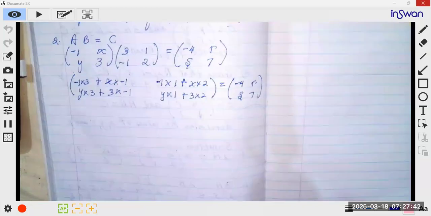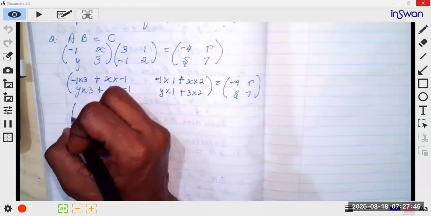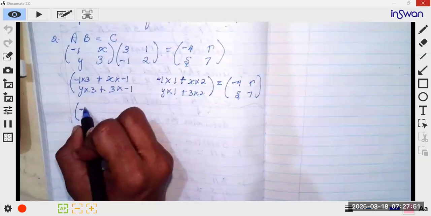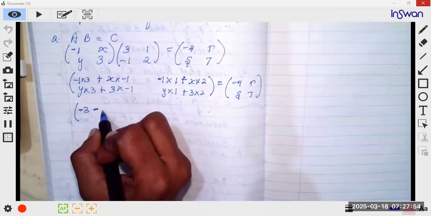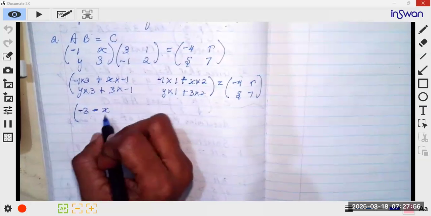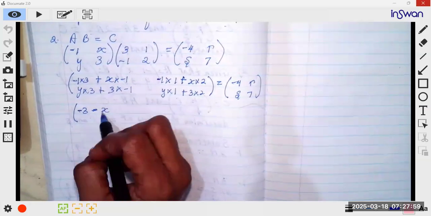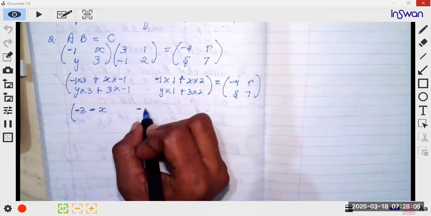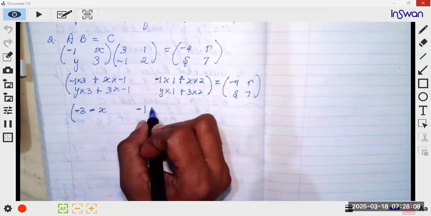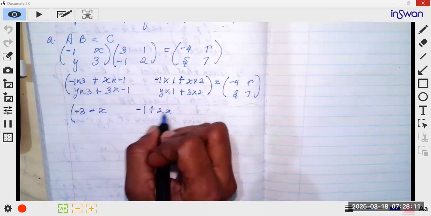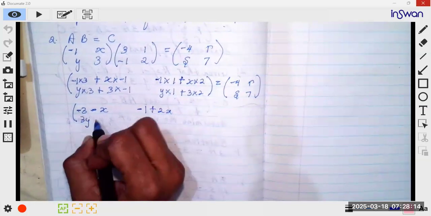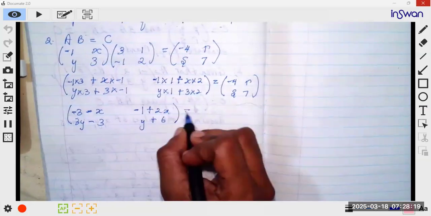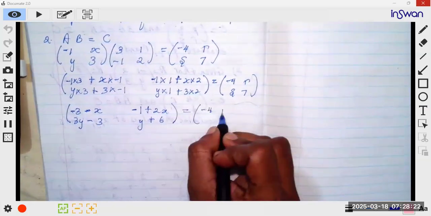Let's go on. It will be equal to minus 3 plus minus x. We could say minus x, because positive and negative is a negative. Yes. Minus 1 plus 2x. Good. Next one, minus 3 plus y plus 6, miss. Okay, equal to minus 4, R, S, and 7.